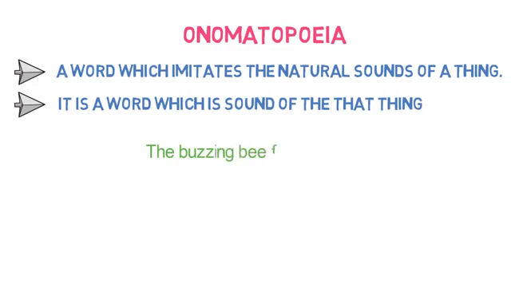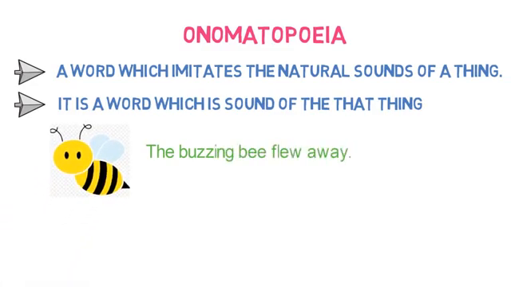The buzzing bee flew away. What is the sound of a bee? It is buzz. As in this statement, we are using the sound of a bee buzzing. It is onomatopoeia. Let's look into the next example of onomatopoeia.